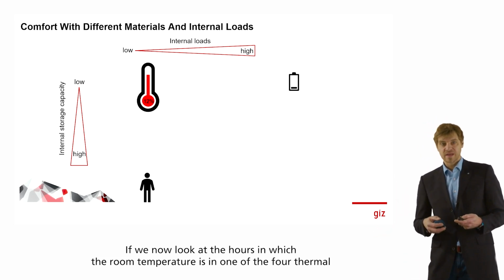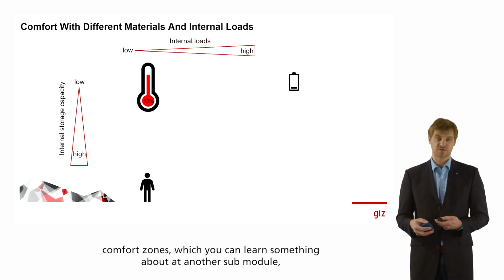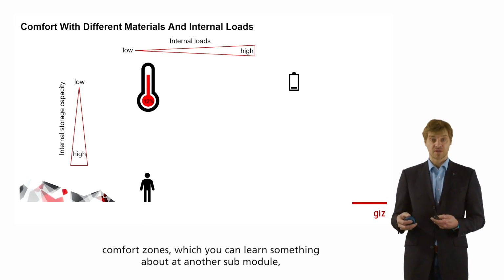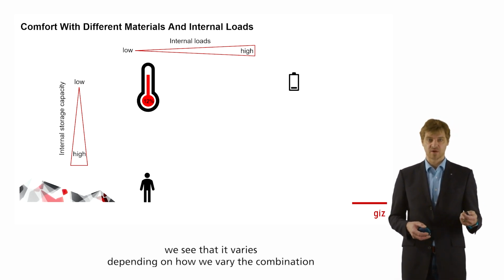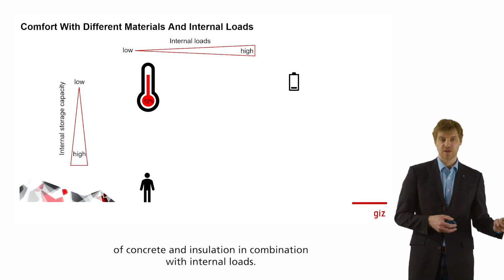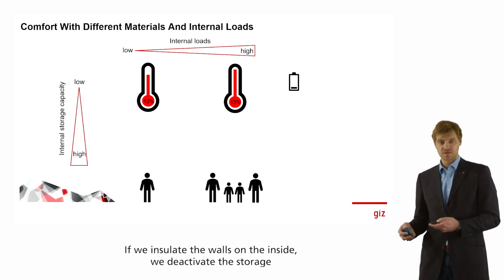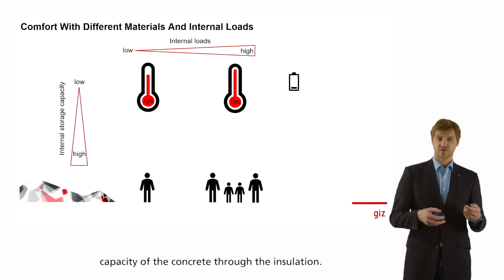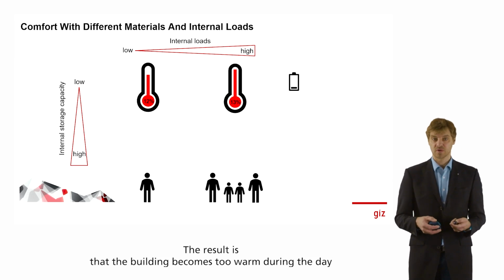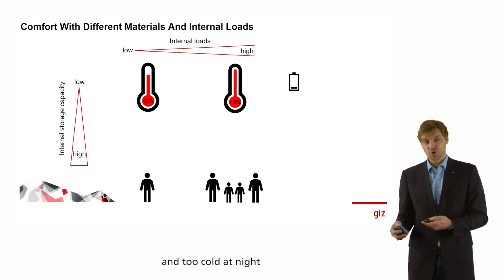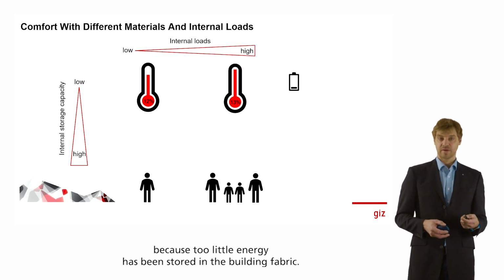If we now look at the hours in which the room temperature is in one of the 4 thermal comfort zones, which you can learn something about in another submodule, we see that it varies depending on how we vary the combination of concrete and insulation in combination with the internal loads. If we insulate the walls on the inside, we decrease the storage capacity of the concrete through the insulation. The result is that the building becomes too warm during the day and too cold at night because too little energy has been stored in the building fabric.